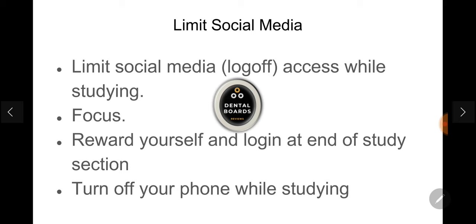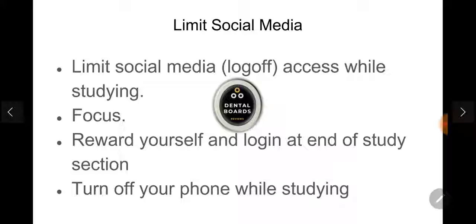Okay, some social media accounts allow you to deactivate. If you reactivate within, I think it's 90 days, you still have your information there. But if you deactivate that day and you reactivate the same day, you're fine. So make sure that you log off so that you're not distracted with social media.